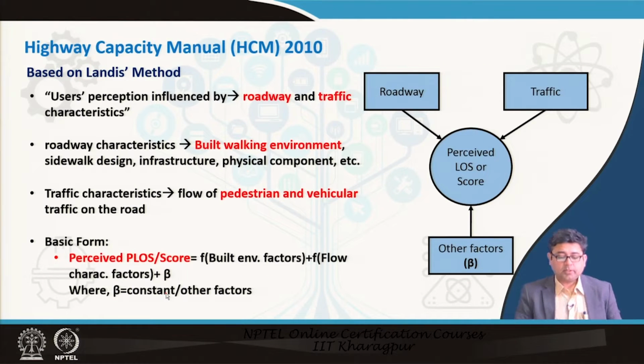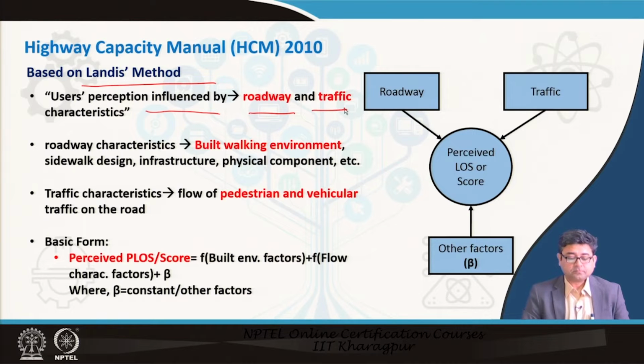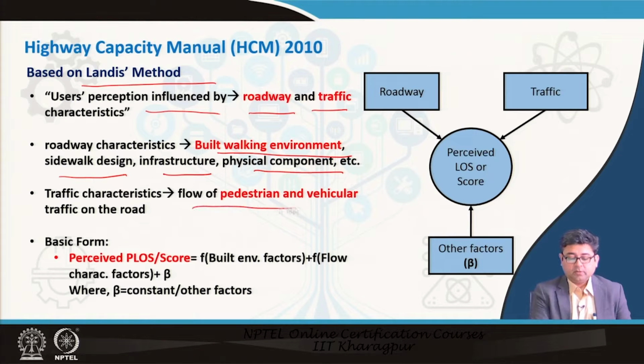When we are talking about pedestrian level of service, even in the Highway Capacity Manual, it is based on the Landis method, which we have already introduced to you. It says that the user's perception is influenced by both the roadway and the traffic characteristics. The roadway characteristics include the built walking environment, sidewalk design, infrastructure and the physical components, whereas the traffic characteristics include the flow of pedestrians and vehicular traffic on the road.